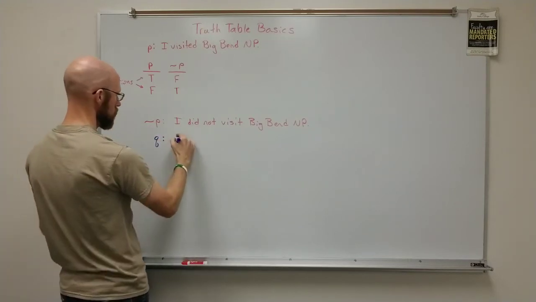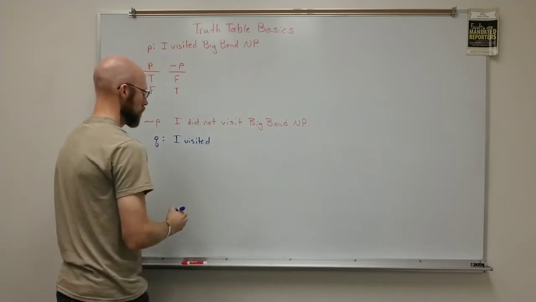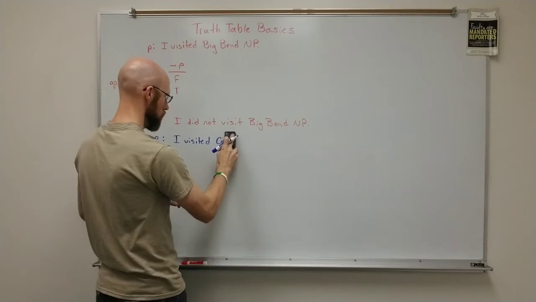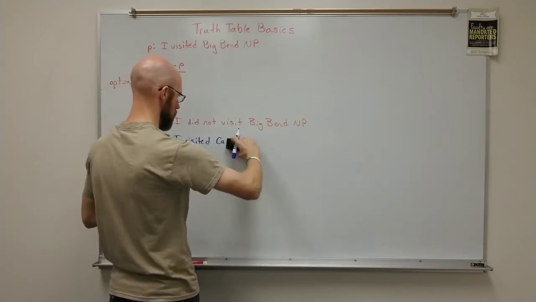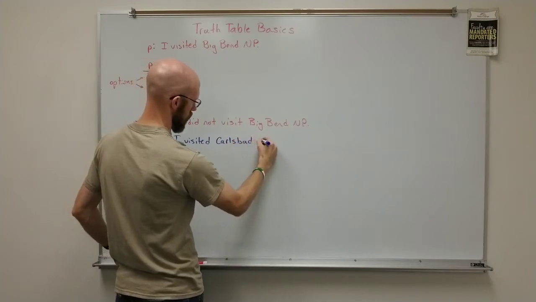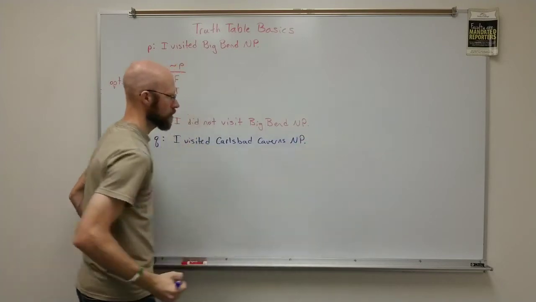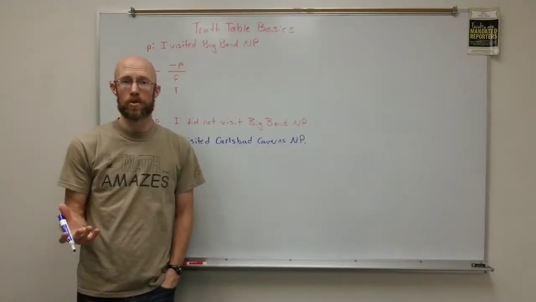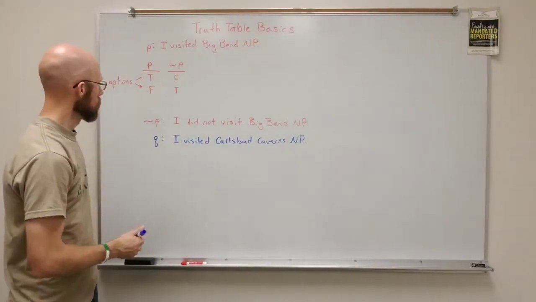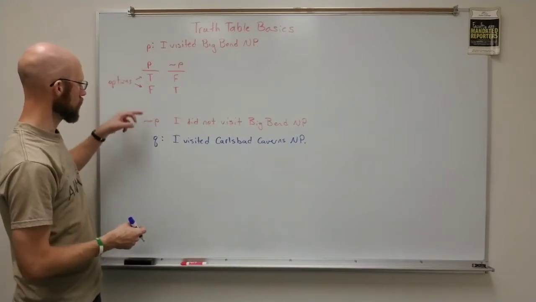And let's do, I visited Carlsbad Caverns National Park. Again, could be true, could be false. So we've got options here. Now we can look at combinations of P and Q.